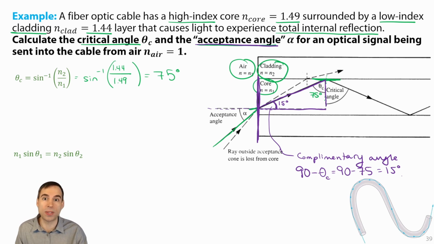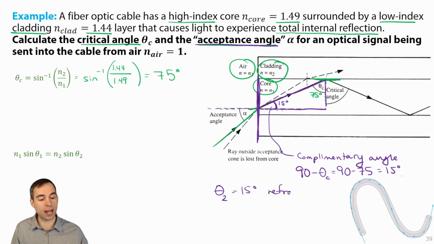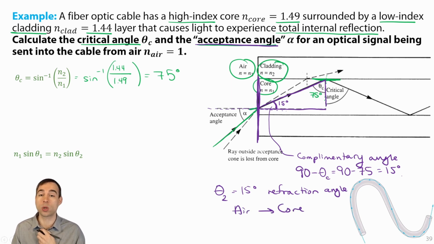And remember, this angle, 15 degrees, is measured relative to that normal axis, that dashed line between the air and the core. So we have the angle of 15 degrees with respect to the normal axis, and this is actually the refracted angle. This is like a theta 2. This is the refraction angle as our light passes from air into the core of the fiber optic cable. So we can use Snell's law now to figure out what that acceptance angle alpha would be, as long as I know the index of refraction of the air and the index of refraction of the core. So let's go ahead and try to calculate alpha.